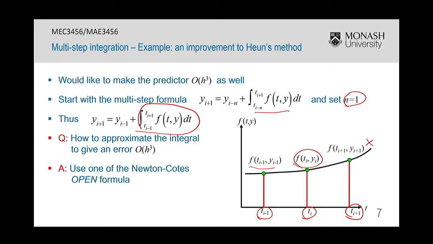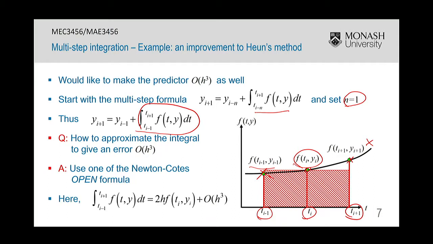Well, let's have a go at using one of the Newton-Cotes open formulas. We did these a number of lectures back. If we use the simplest formula, we can see that the integral is approximated by this rectangle that passes through the central point. It doesn't use either of the endpoints of the interval. It turns out that this integral is equal to twice h times the function value at the midpoint, and the error in this is order h cubed.